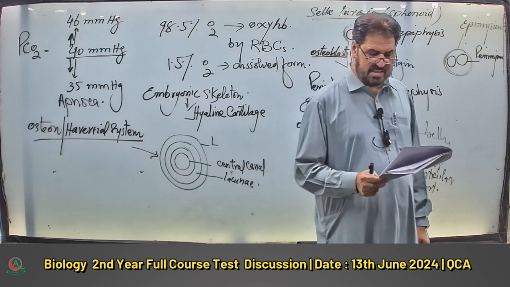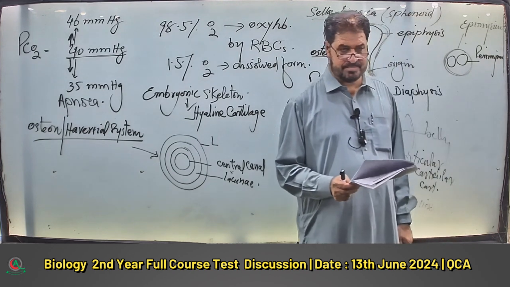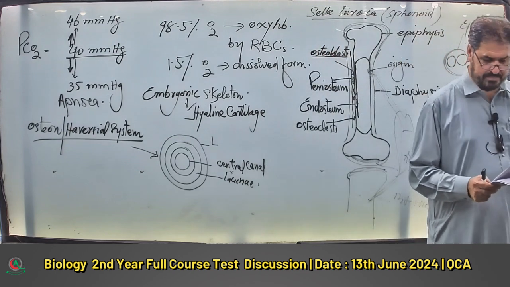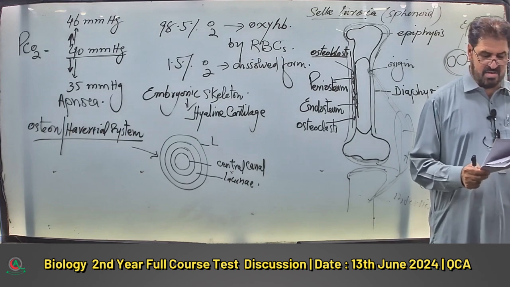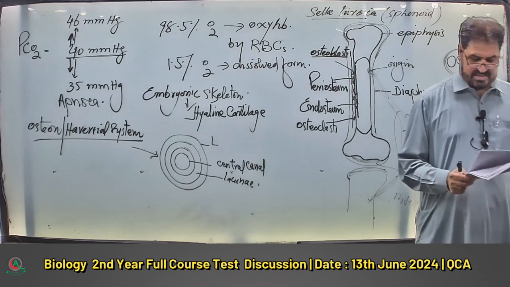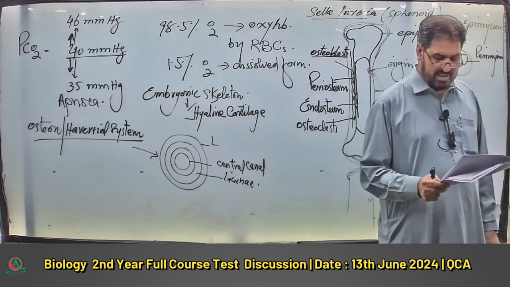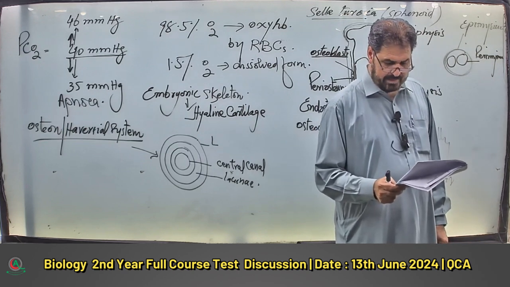Nociceptors are receptors that respond to pain sensation. Nociceptors are pain receptors. The sense of taste is called gustation. The sense of smell is called olfaction. And equilibrium, balance.